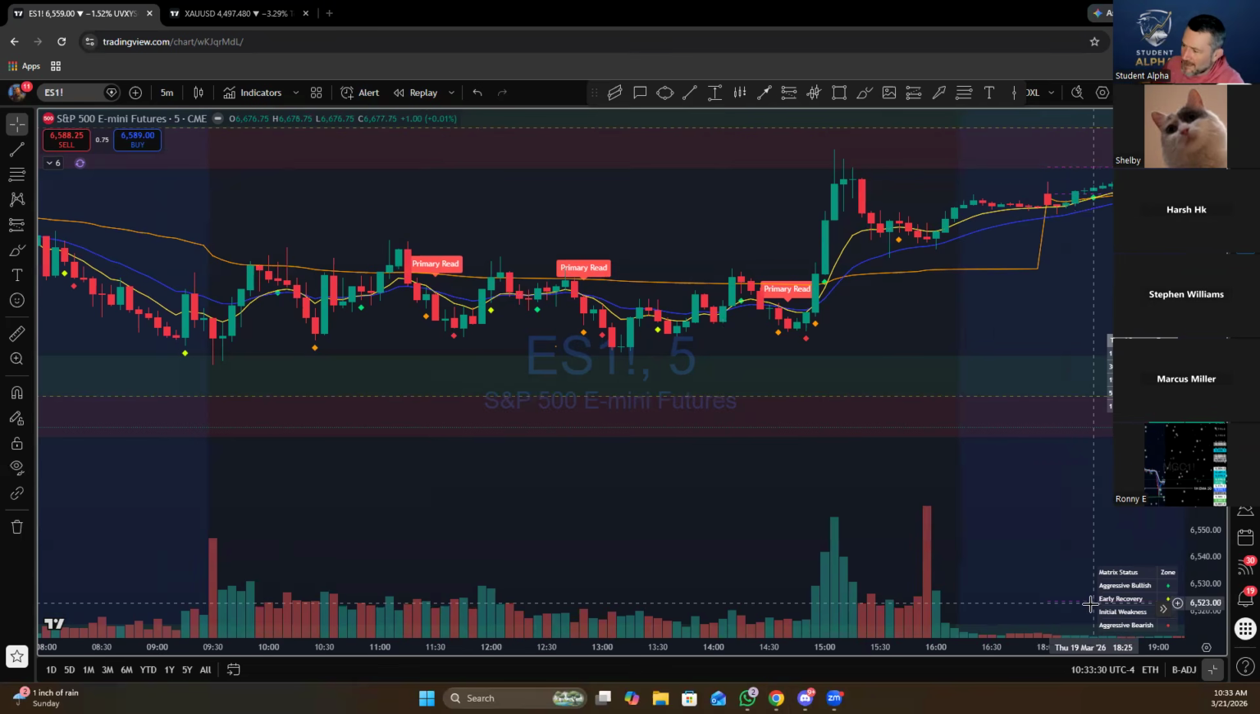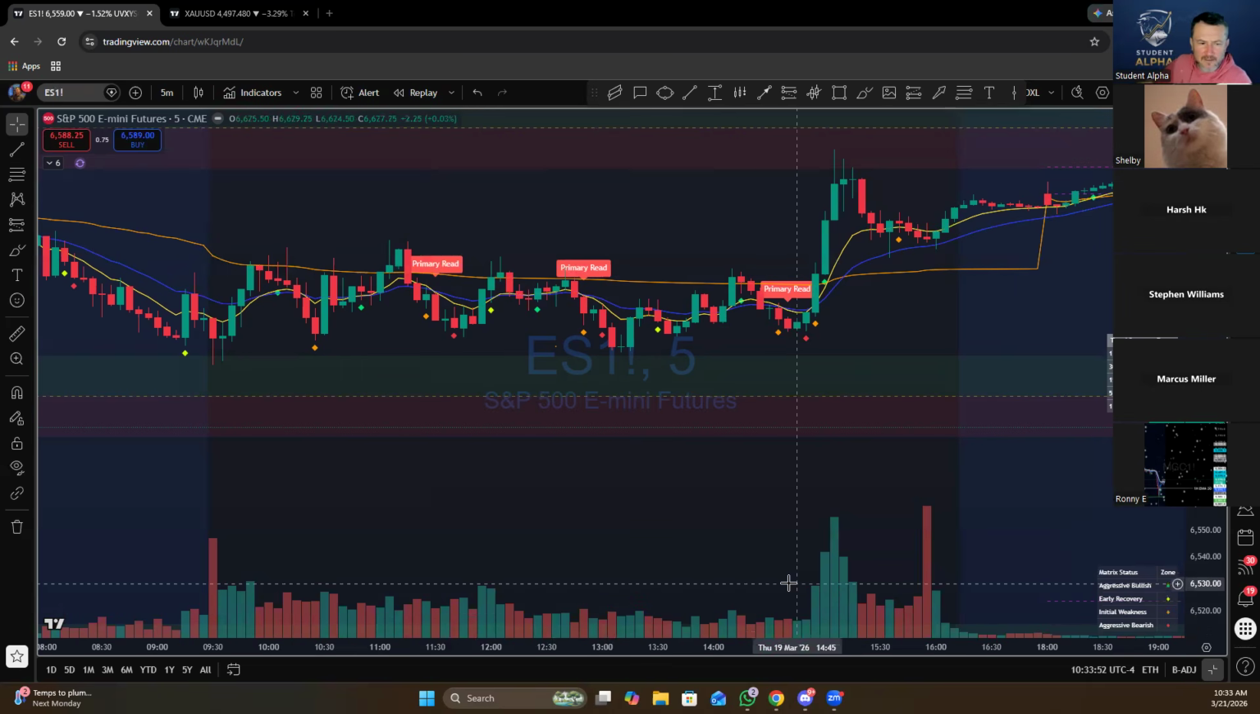So if you look at where that dash line is, anything below the dash line is selling. You have initial weakness and aggressively bearish, and then you have early recovery and aggressively bullish. So yellow and green are bullish, orange and red are bearish. Now we have had some colorblind folks who like this, but they have trouble seeing the colors.